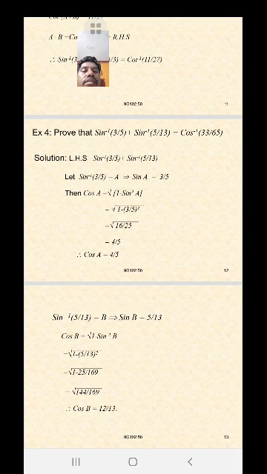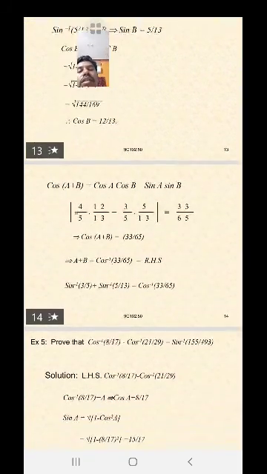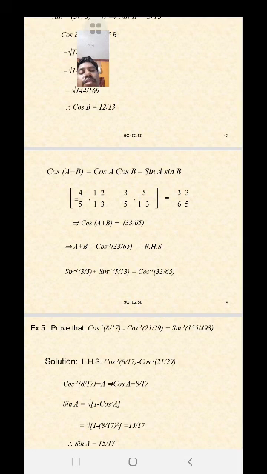And another question, prove that sin inverse of 3 by 5 plus sin inverse of 5 by 13 equals cos inverse of 33 by 65. Same as above, take LHS, consider the first term as A, and from that we can find cos A, 4 by 5. The second term is B, and from that cos B equals 12 by 13. Take the formula for cos of A plus B, because the right side term is in the cos term, cos A cos B minus sin A sin B. After substitution we get 33 by 65, then A plus B equals cos inverse of 33 by 65. This is the required answer.